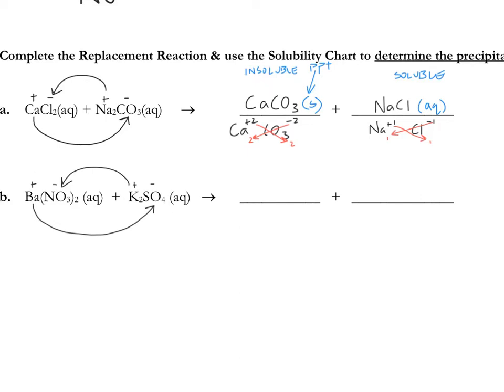So what forms? Well, when I get barium and sulfate. Okay, if you find barium on your periodic table, you notice that barium is in group 2, so it's got a +2 charge.